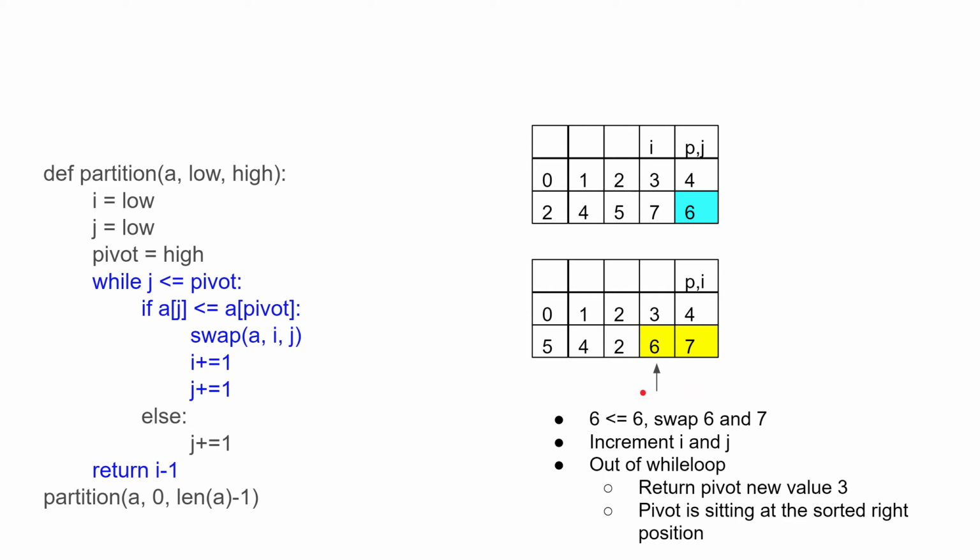Since this is equal to 6, it'll swap 6 and 7 and increment i and j. After incrementing j, j is no longer smaller than or equal to the pivot, so it'll exit the while loop, and then we'll return the pivot's new index, which is 3. And the pivot is now sitting at the right sorted position.